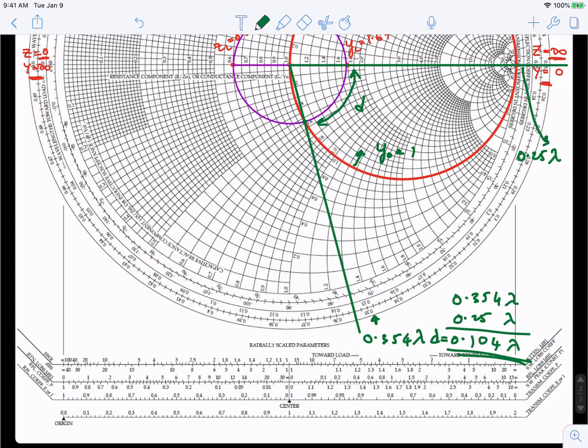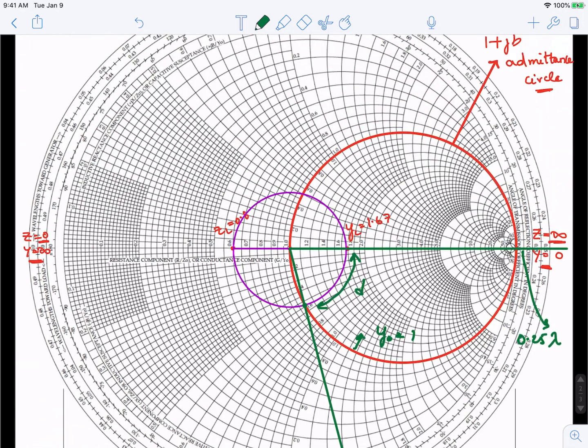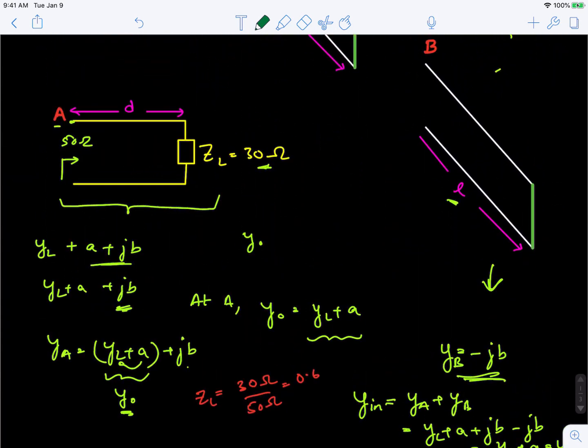Okay, so this is D, which is, what this means is we are going to add a D which is equal to 0.104 lambda, so that the ZL of 30 ohms becomes 50 ohms by the time it comes here, which is what we saw here. So to get an admittance that adds up to 50 ohms is a D of 0.104 lambda.